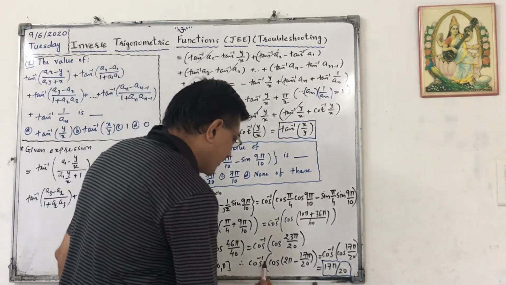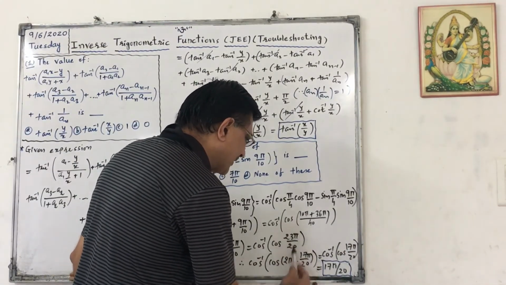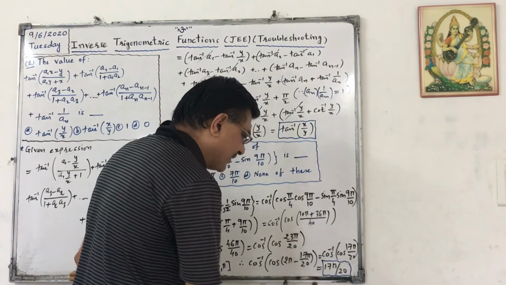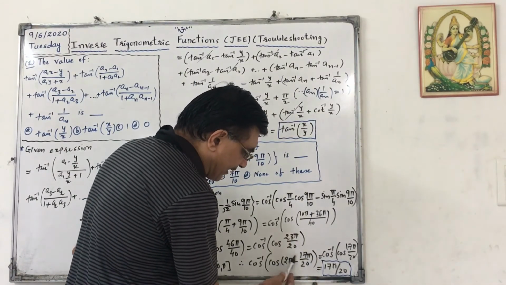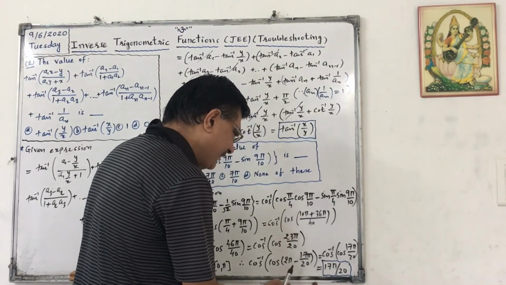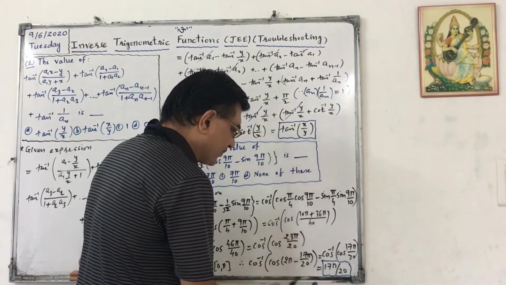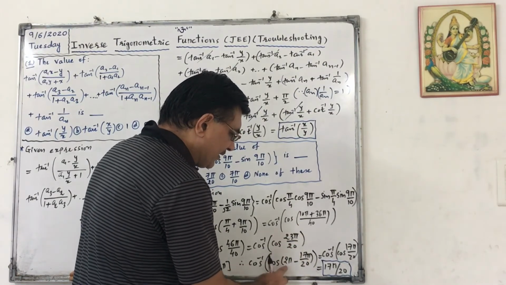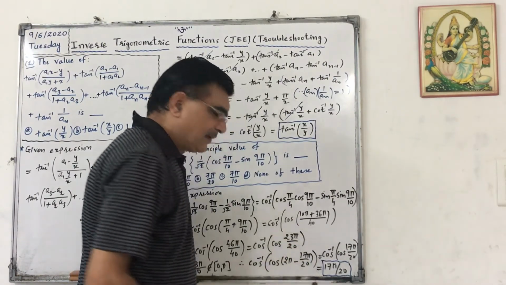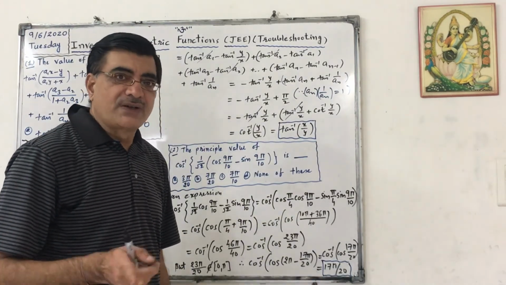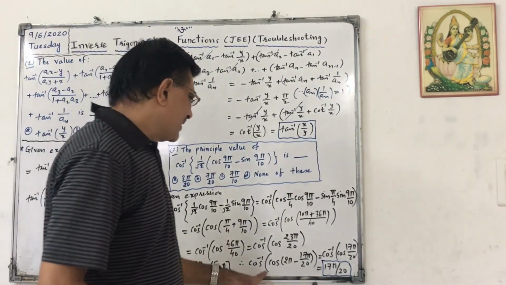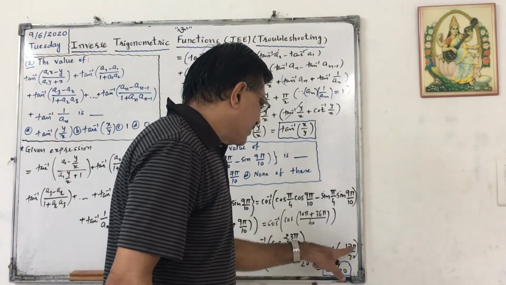So equals cos inverse of, this can be written as 2 pi minus 17 pi by 20, because this is 40 pi minus 23 pi. So this can be written like this. Now see, this is fourth quadrant, and in fourth quadrant cos is positive. So we can write cos inverse of 17 pi by 20.